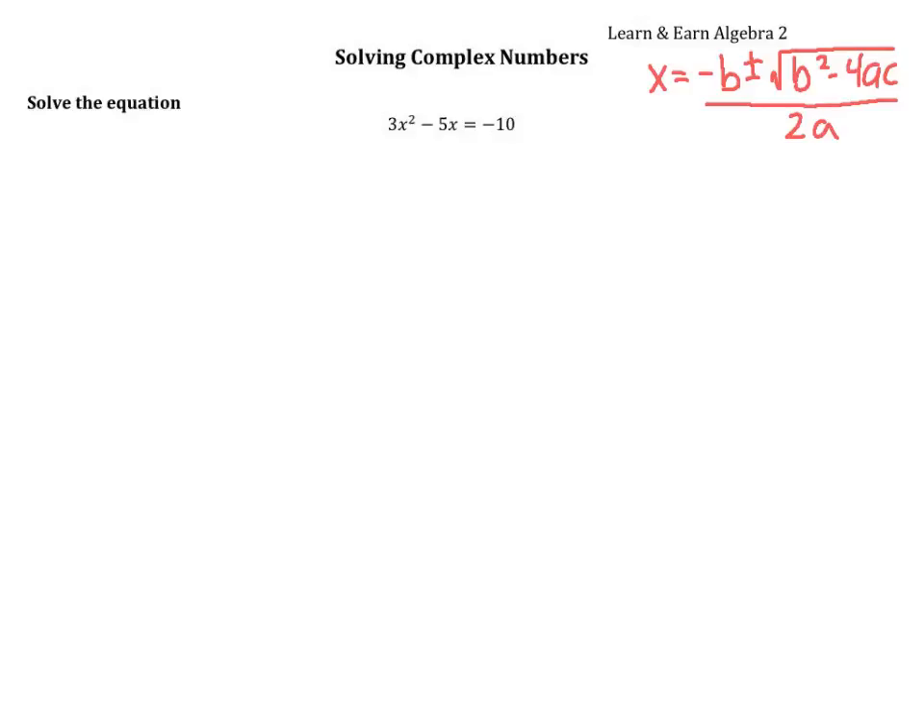In order to use the quadratic formula, your equation has to be set equal to 0. So how do you set it equal to 0? This is a negative 10, so to make it 0 you need to add 10. And if you're going to add 10, you need to do that to both sides. So now you have 3x squared minus 5x plus 10 equals 0.